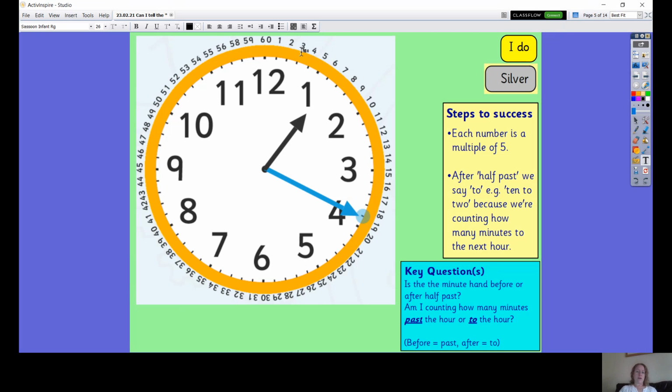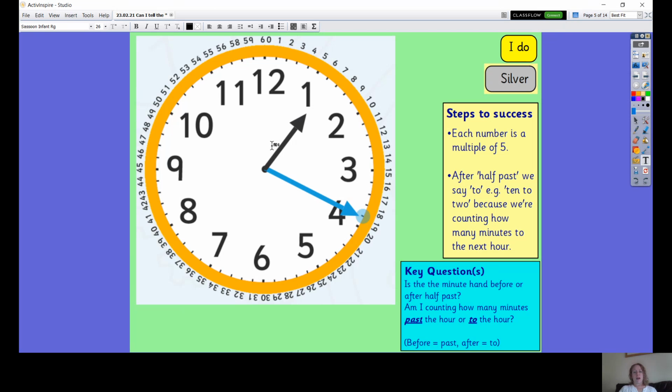So if it's on the first half, if it's before half past, we're counting how many minutes past, and if it's gone past that 6 and it's going up the other side, we're counting how many minutes to it is. And you can see these numbers are getting quite big here, so that's why, because it's easier to count. This gets to a point where it's just easier to count how many left to go rather than counting how many we've already done. Okay, so let's have a look at this one then.